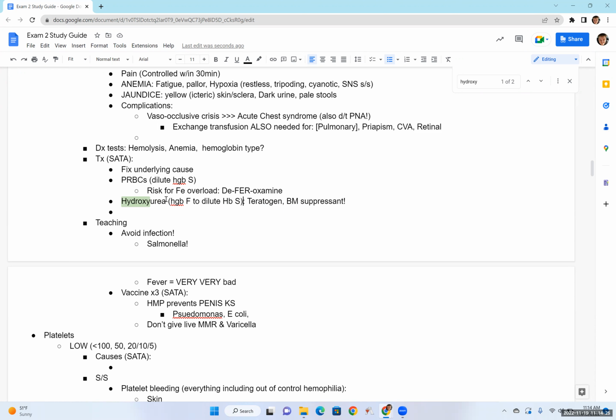Would iron overload, yes, because they're getting a significant amount. They're getting like hundreds of units. So you have to de-iron them, right? How do you de-iron them? Yeah, DFE. It's gonna have DFE in it somewhere, right? Deferoxamine, and the other varieties of that.